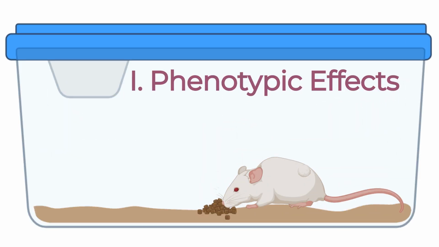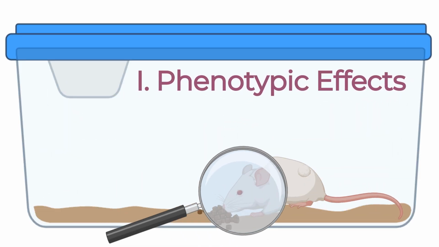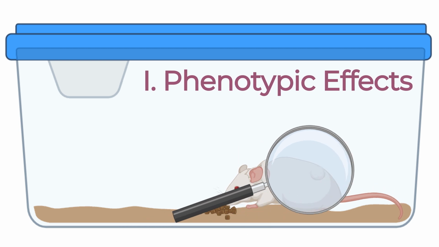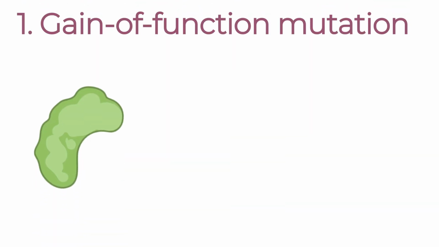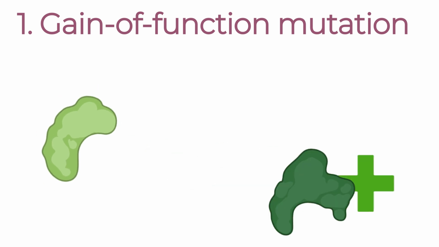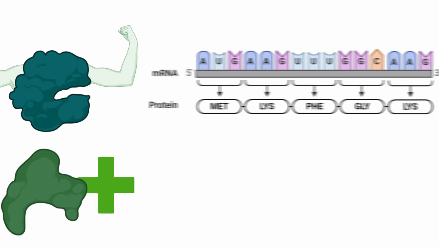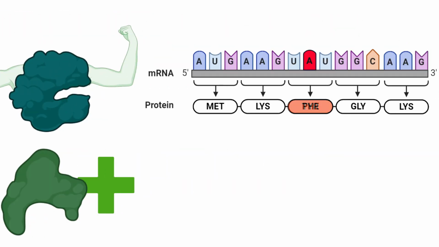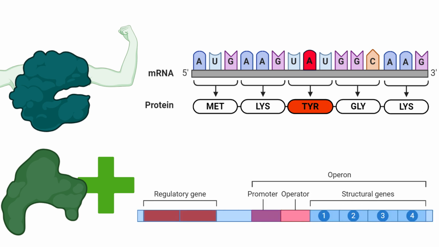The first way we can categorize mutations is by looking at the effects of a certain mutation on an organism. A gain-of-function mutation creates a gene product that acquires a new or enhanced function, which may be due to an alteration in the amino acid sequence of a protein itself, or due to a change in the regulatory region of the gene that leads to abnormal expression or overexpression of this gene. Typically, gain-of-function mutations are dominant.